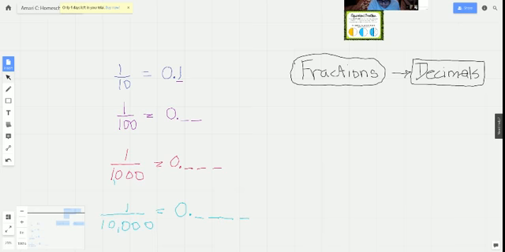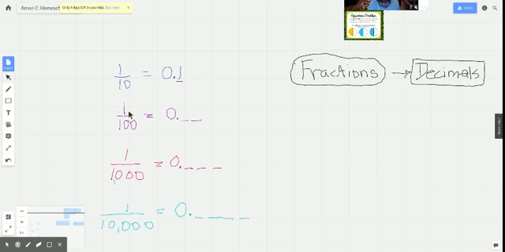All right. So how do I know I have 4 spaces behind my decimal in this case? Let's go back to the first one, right? We go back to the first one. We have 1 divided by 10, and you told me the answer was 0.1, 1 space behind, right?